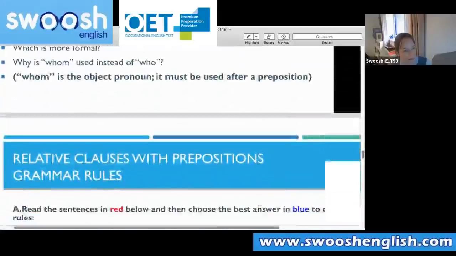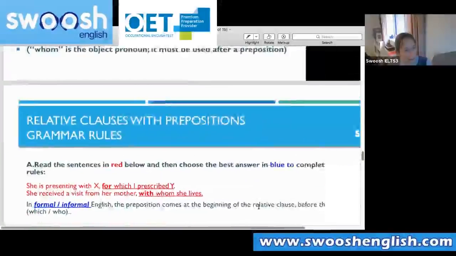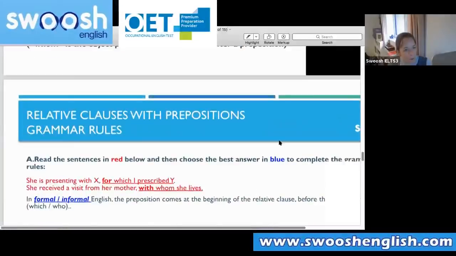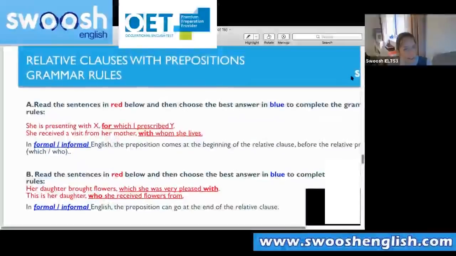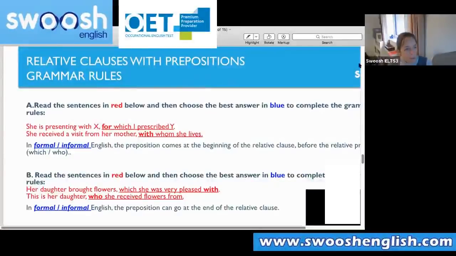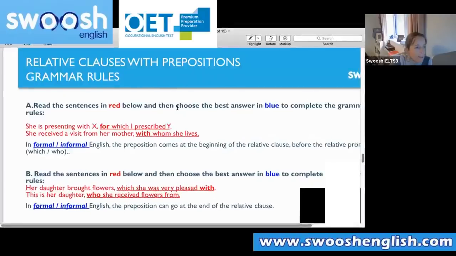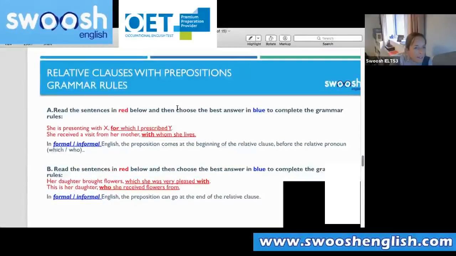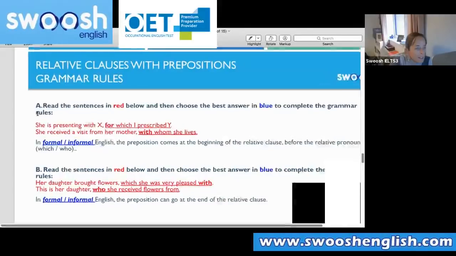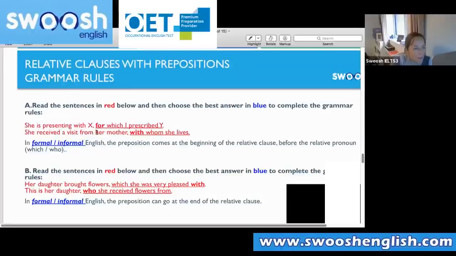So here are the grammar rules, which is basically everything I've just told you, but written down. Okay, so let's have a look. Read the sentences in red below, and then choose the best answer in blue to complete the grammar rules. So the red: she is presenting with X, for which I prescribed Y. She received a visit from her mother, with whom she lives, okay?